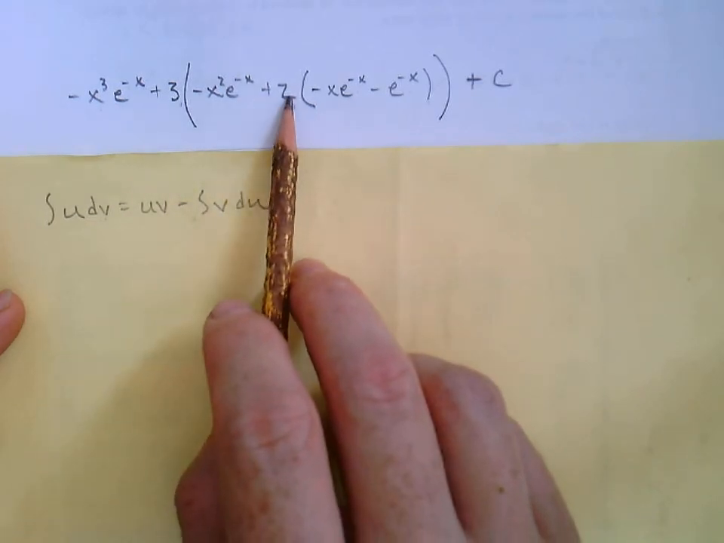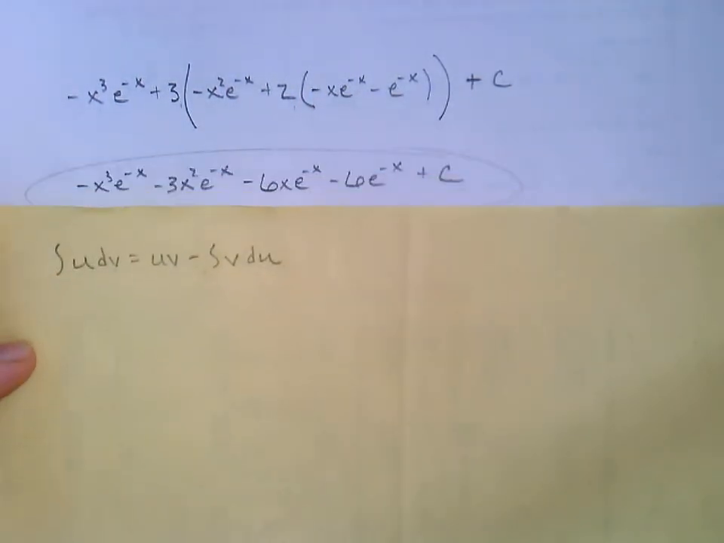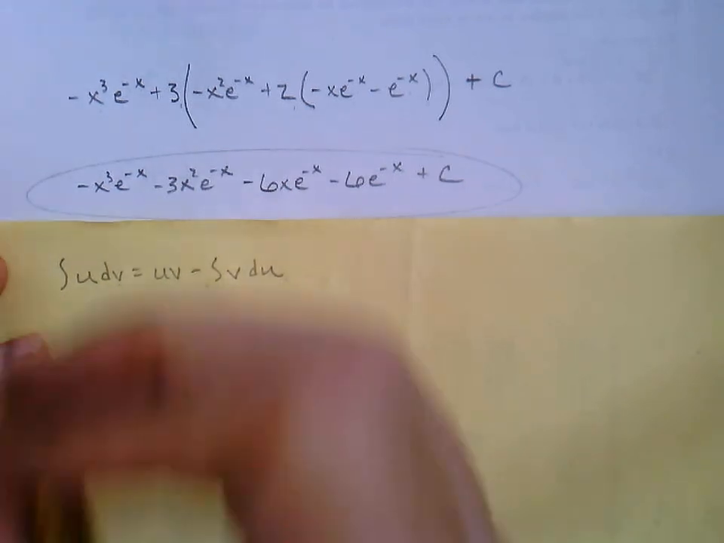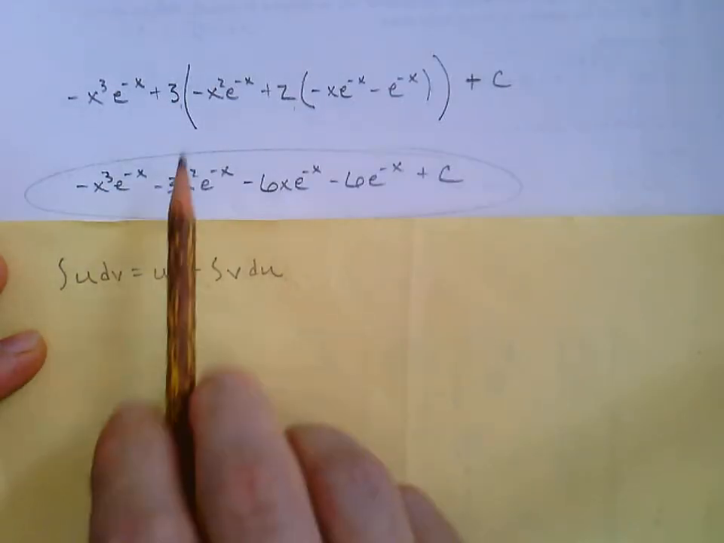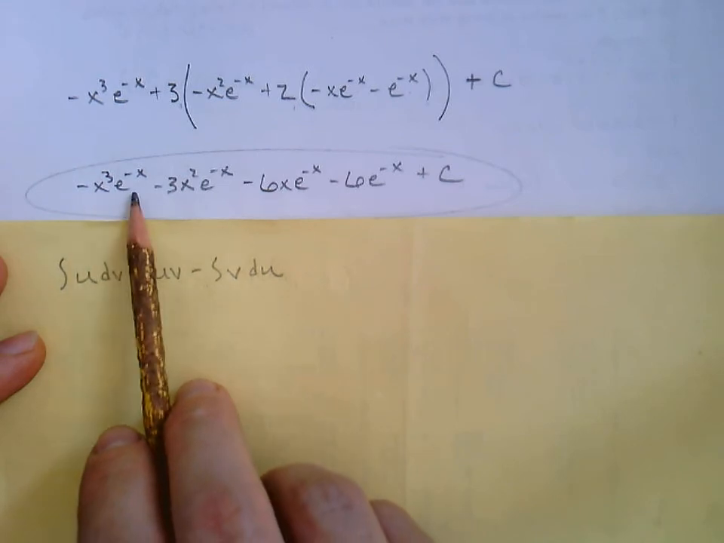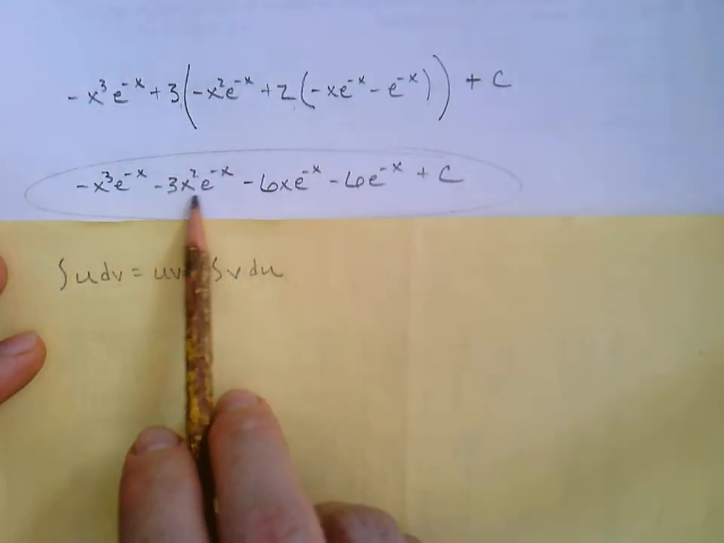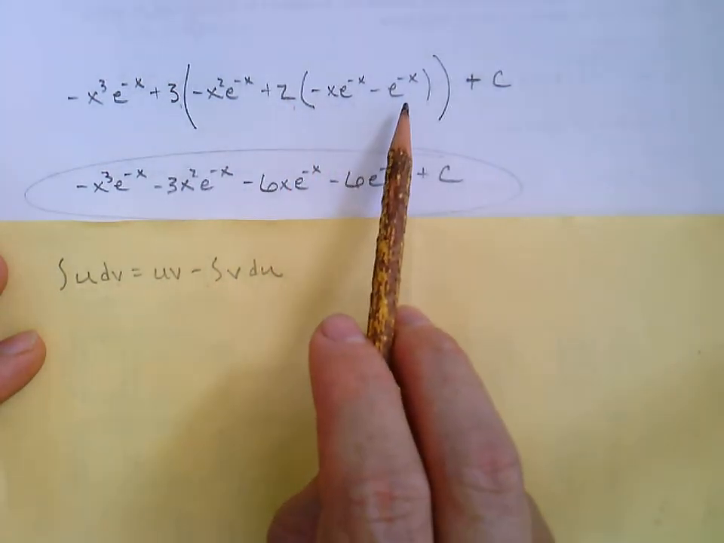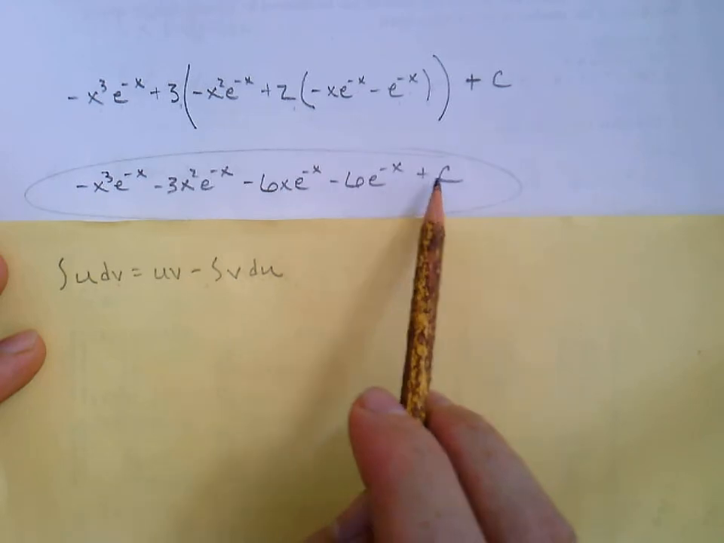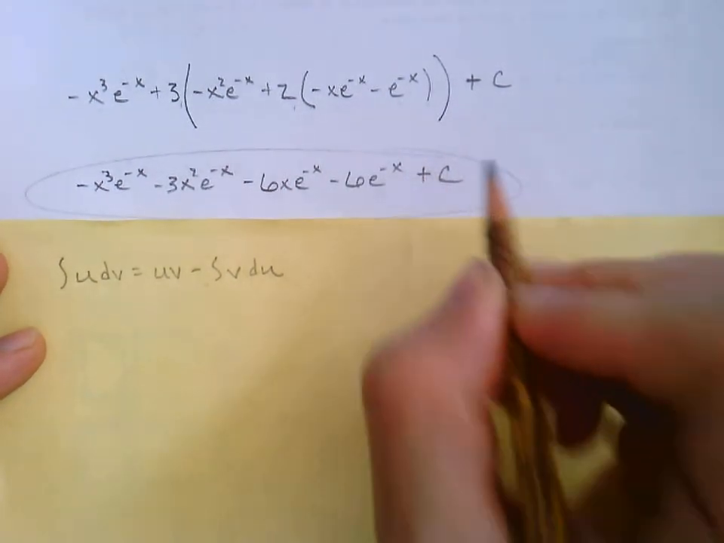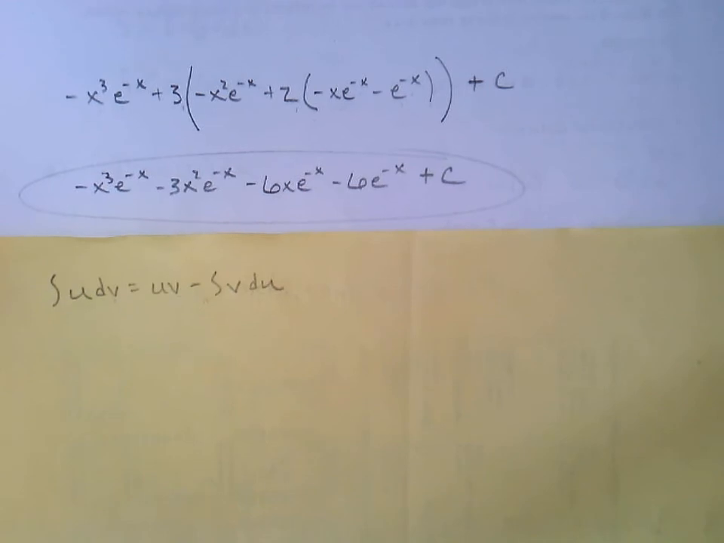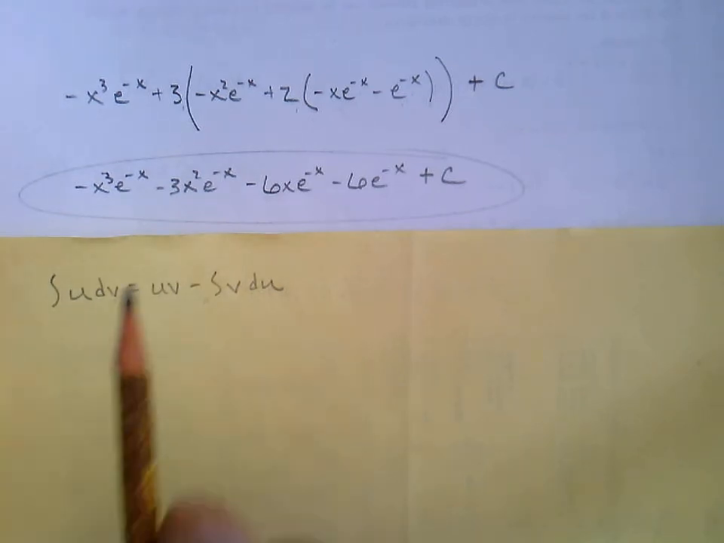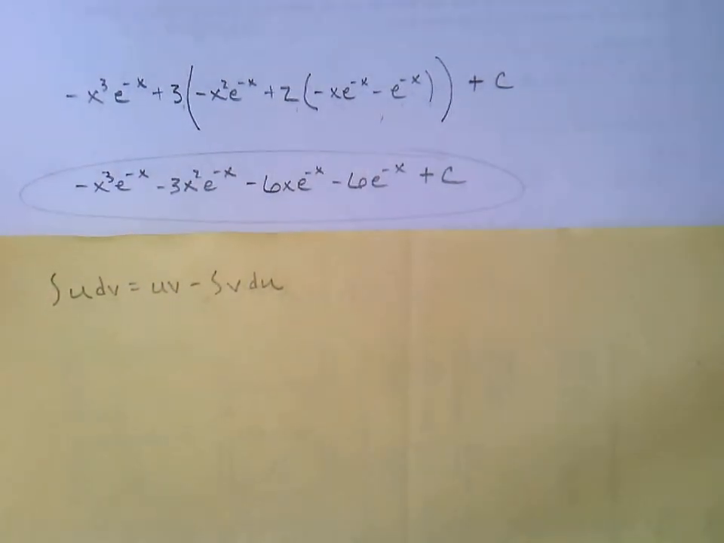And then if we distribute the 2 and then distribute the 3, we'll get to our answer. I'm just going to show you the final answer right now. It'd be negative x to the third e to the negative x minus 3x squared e to the negative x, minus 6x e to the negative x, minus 6 e to the negative x plus c. There it is. Final answer. So when you do those multiple level integration by parts, don't forget, go back and plug them in. And here we had 1, 2, 3 levels, right?